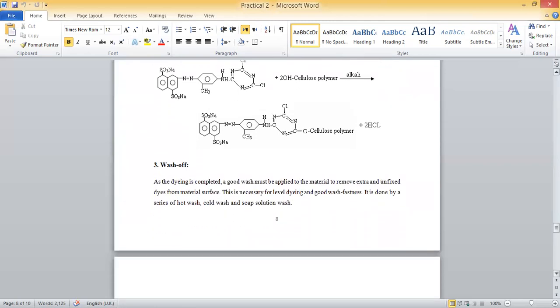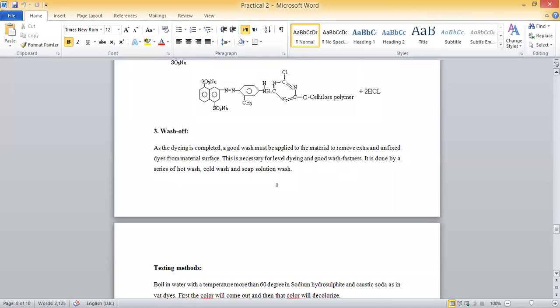The third and last step is wash off. A good wash must be applied to the material to remove extra and unfixed dye from the material surface. This is necessary for level dyeing and good wash fastness. It is done by a series of hot wash, cold wash, and soap solution wash.